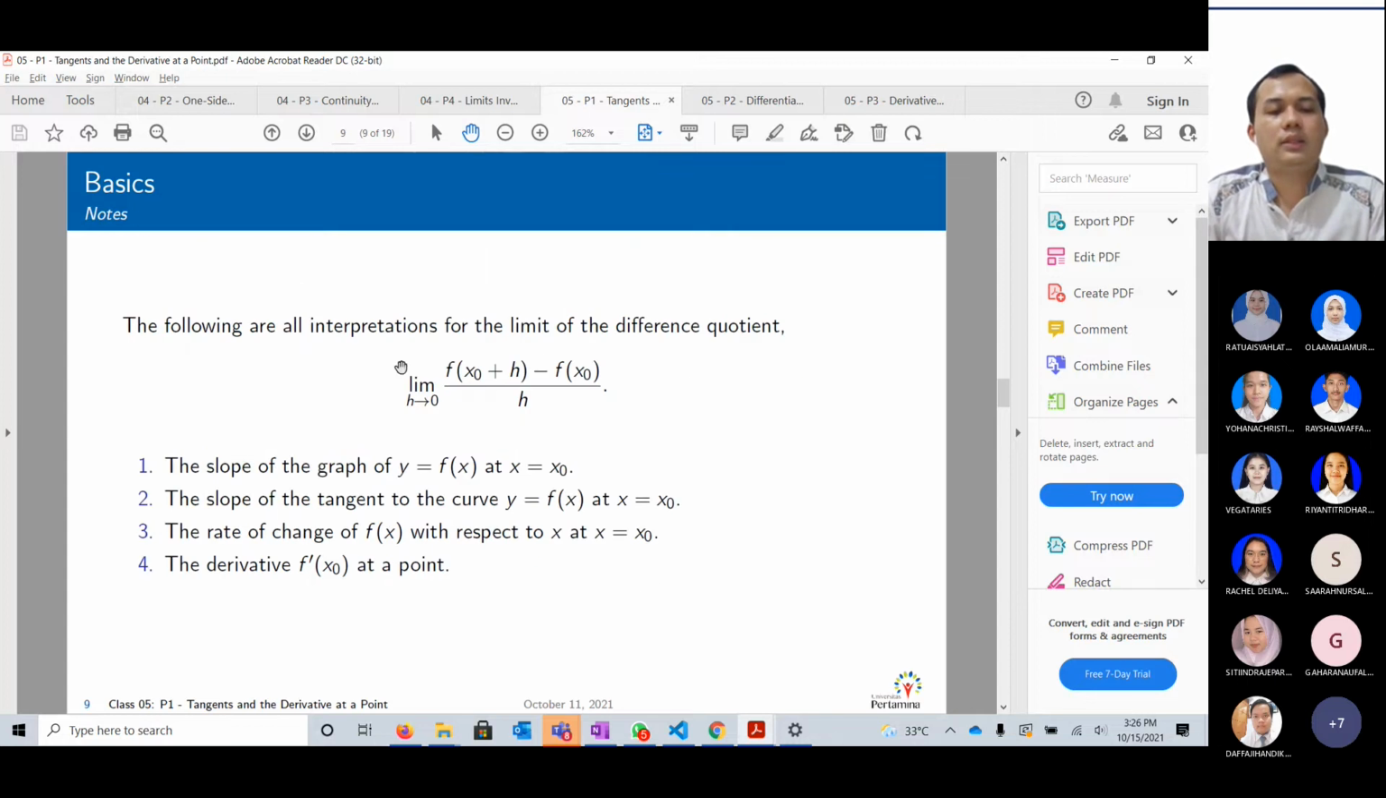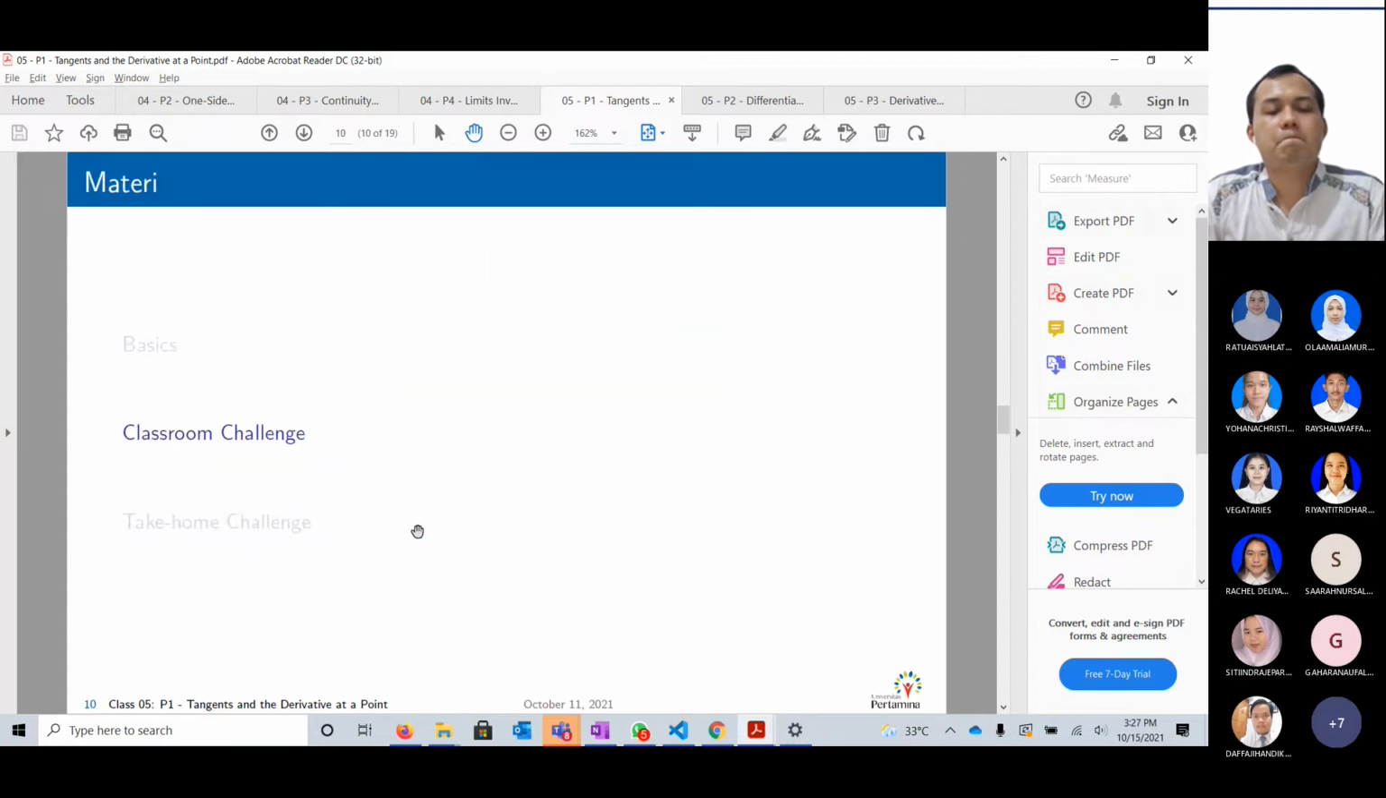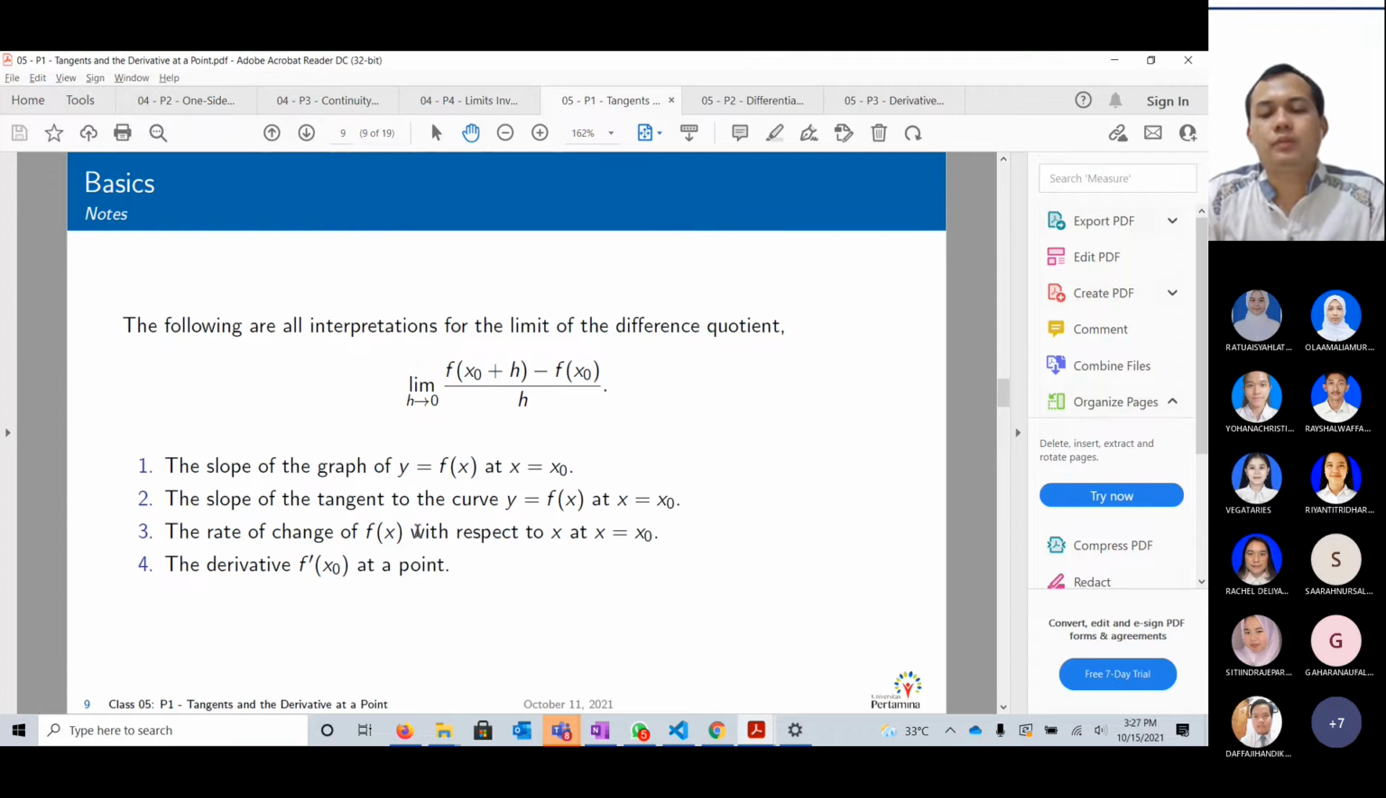So, but there are some notes that you have to take into account. The interpretation of this limit: we have 4 interpretations. Jadi limit ini, limit h menuju 0 dari f x0 plus h min f x0 dibagi dengan h, itu merepresentasikan 4 buah ini, ya.